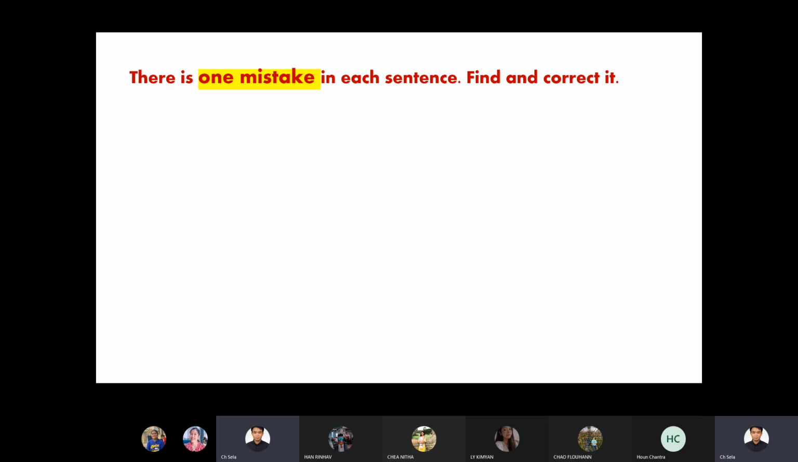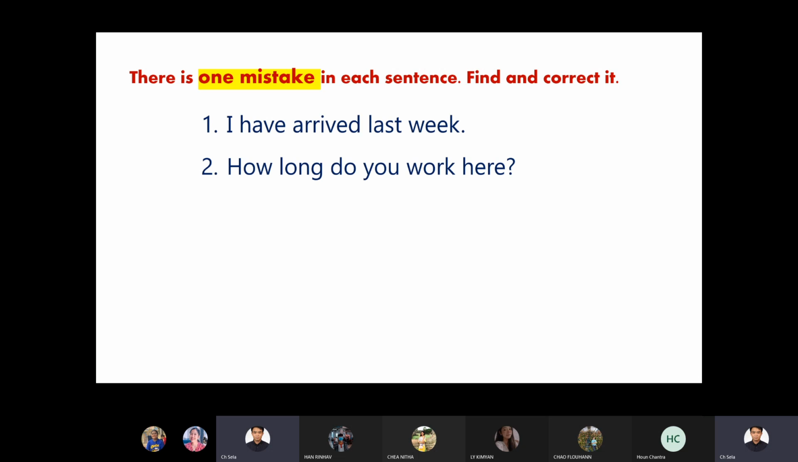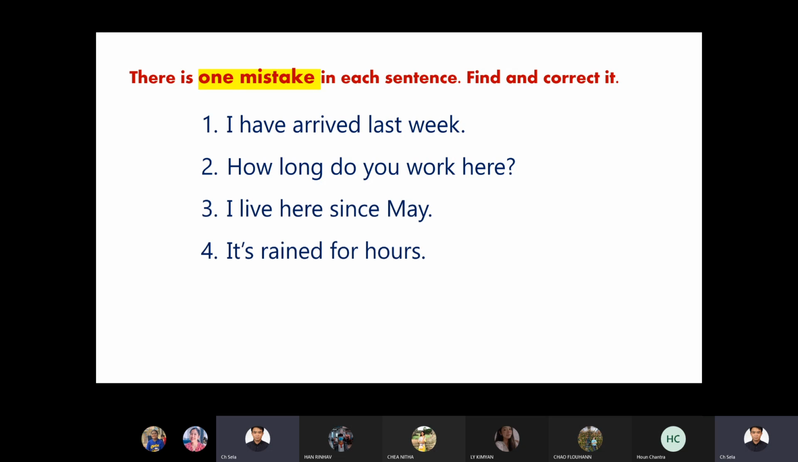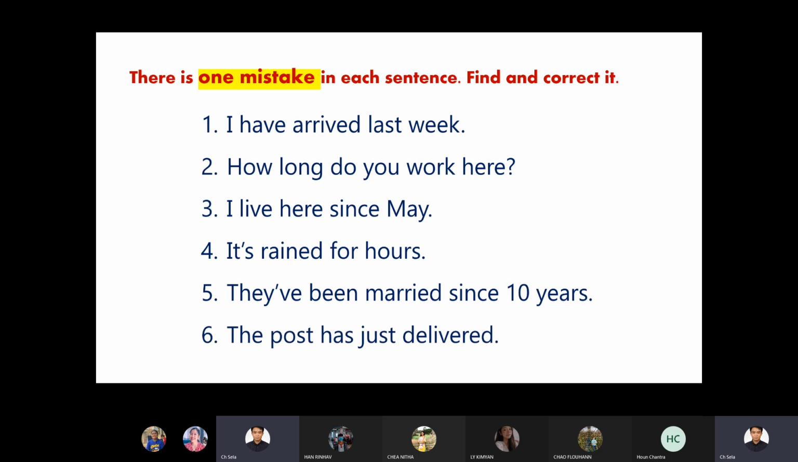There is one mistake in each sentence. Find and correct it. Number one, I have arrived last week. Number two, how long do you work here? Number three, I live here since May. Number four, it rains for hours. Number five, they've been married since 10 years. And number six, the post has just delivered. So from number one to number six, there's one mistake in each.